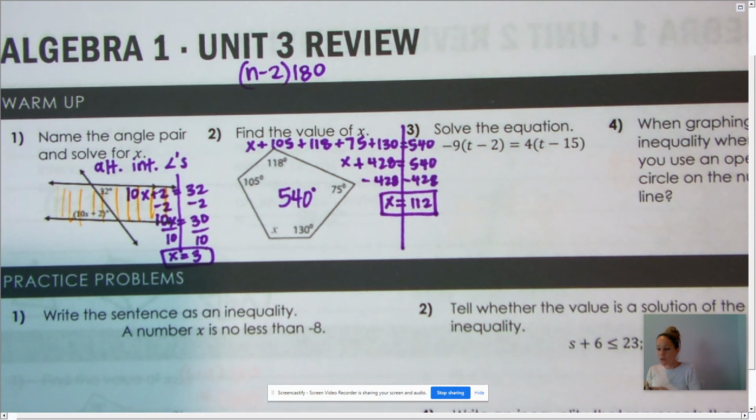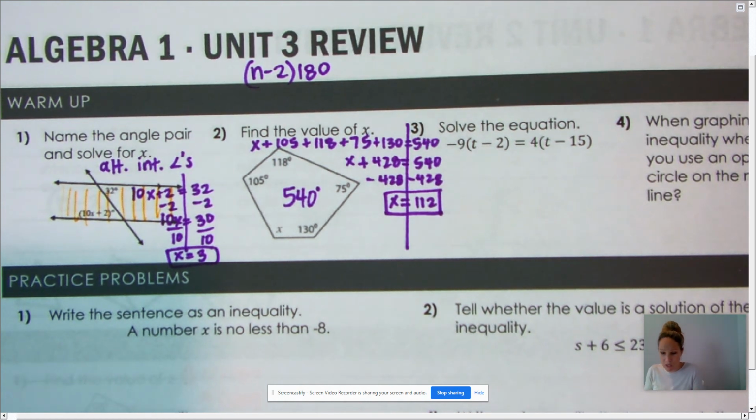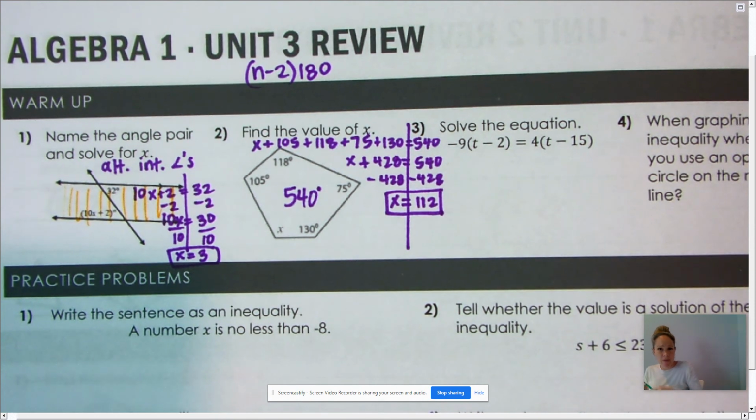Okay, I'm going to switch colors just so that my equations don't run into each other here. Try and focus that a little better.